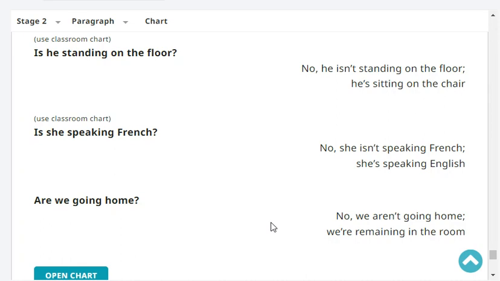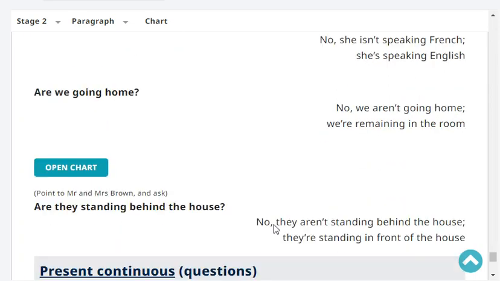Are we going home? No, we aren't going home. We're remaining in the room.